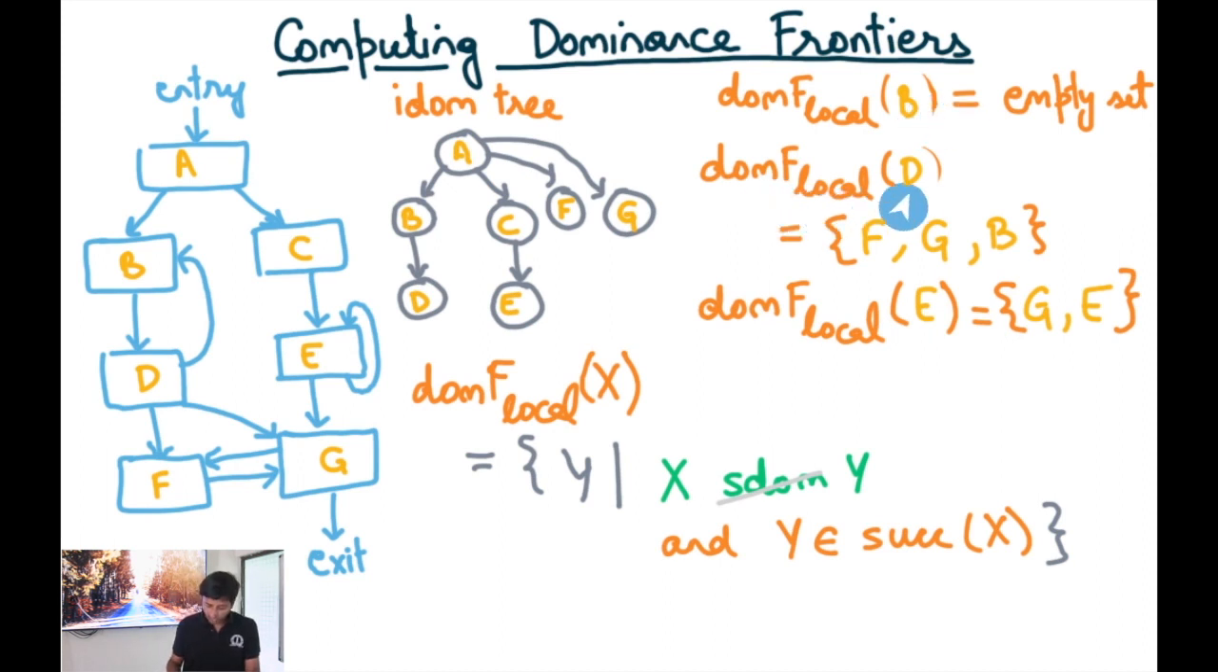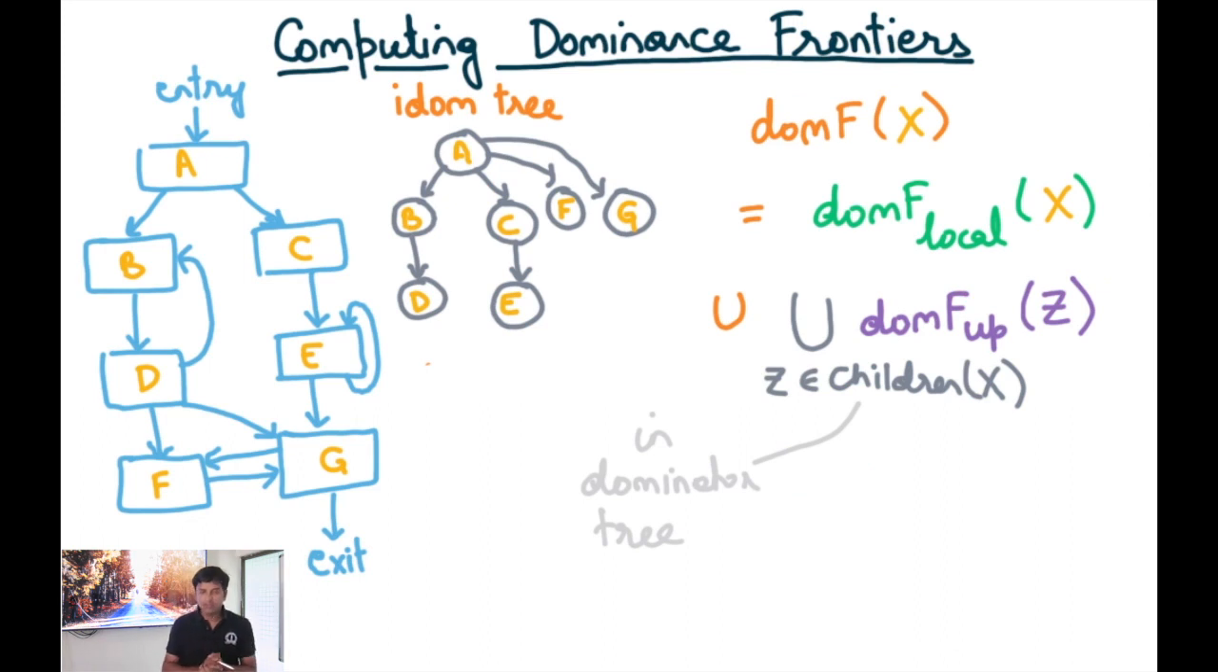Similarly, if I look at DOMF local of D, then B, F, and G are the immediate successors, and all three of them are also in the dominance frontier of D. All three of them are not strictly dominated by D, and hence all of them are part of the DOMF local of D. Similarly, DOMF local of E is E and G. Both of them are successors, and both are also part of the dominance frontier of E.